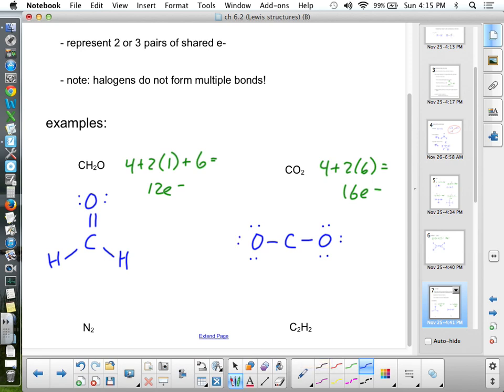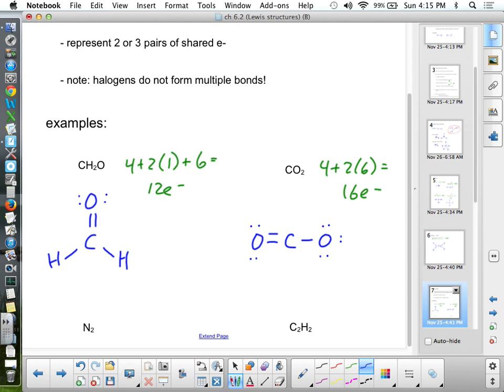Looks really bad. Carbon does not have an octet, so I will take a lone pair from one of the oxygen atoms, erase it, and move it over to form a carbon-oxygen double bond. That maintains the oxygen's octet and gets carbon a little closer. Now it's got 6 electrons instead of 4, but it still doesn't have an octet.